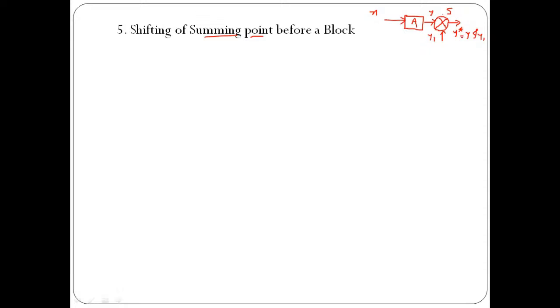Now suppose we shift this summing point before a block like this. Is it possible to shift the summing point? Number one. Number two, if we shift a summing point before a block, what changes do we need to maintain in the modified system so that the output in both cases, that means the output before applying the BDRT rule and the output after applying the BDRT rule, will remain the same? That we need to discuss.